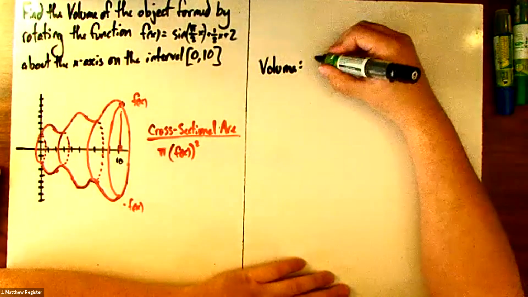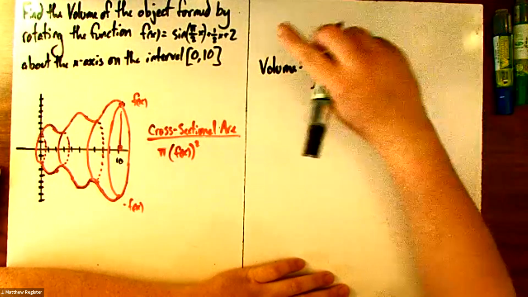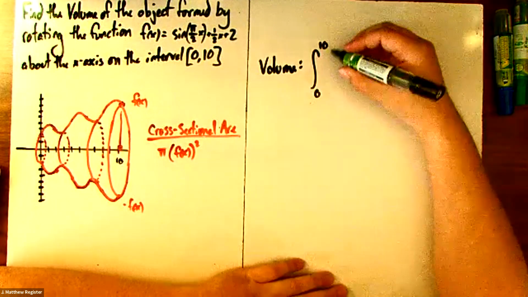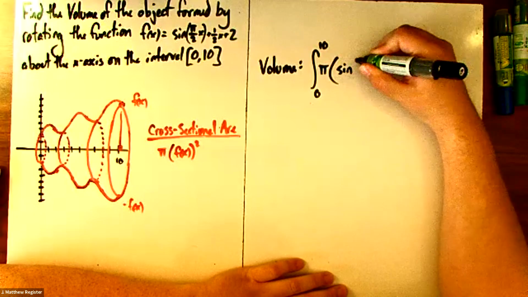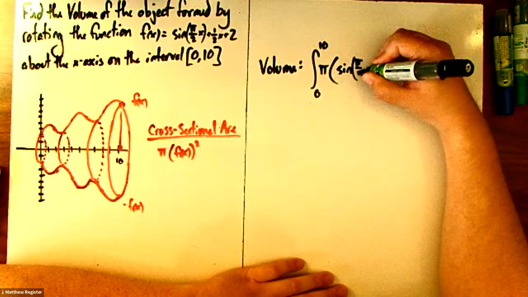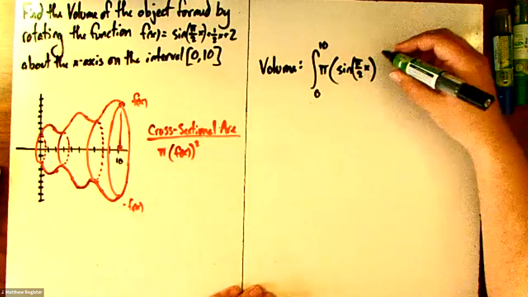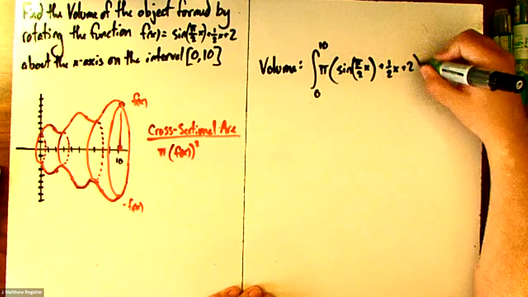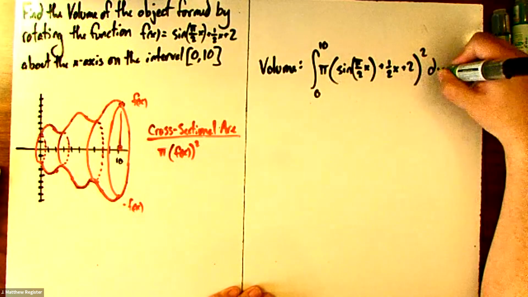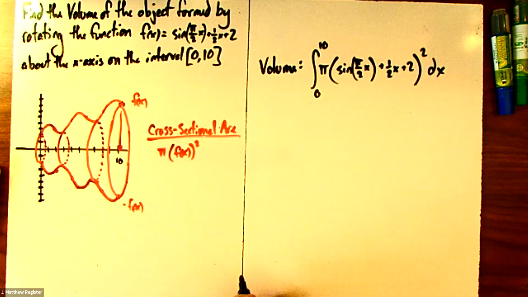the volume for this is going to be given by the integral from 0 to 10 of this function squared times pi. And that's where I made the mistake in this problem and why I should have gone with one of the pre-written ones. So sine of pi over 2x plus 1/2 x plus 2, squared. And this is a very, very difficult thing to integrate.